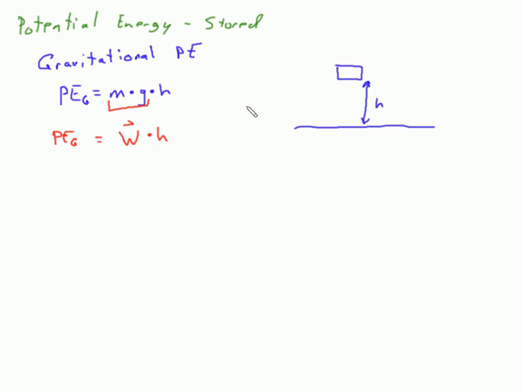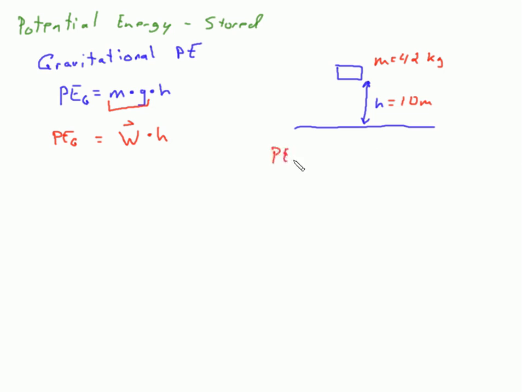So depending on what information you're given in the particular problem that you're working on, you can look at your knowns and determine which one is going to be the best version of the potential energy equation that you'd want to use. So let's just take a look at this box here. Let's say this box has a mass of 42 kilograms and we lift it to a height of 10 meters off the ground.